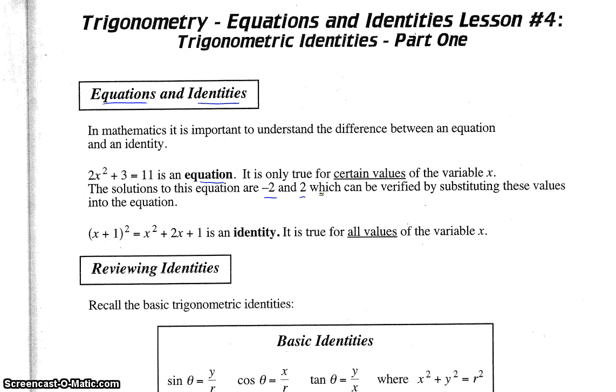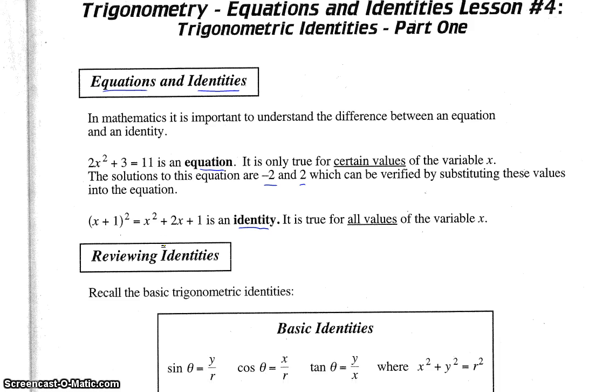So that's an equation. An identity, though, is something in which no matter what value I sub in for x, the left-hand side of the equation is always going to equal the right-hand side of the equation. Okay, see the difference between the two? So what we're going to be doing now is working with identities.